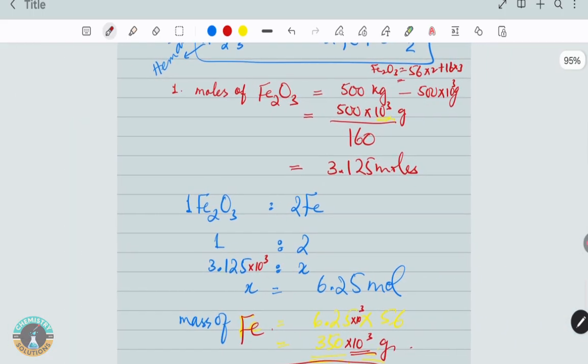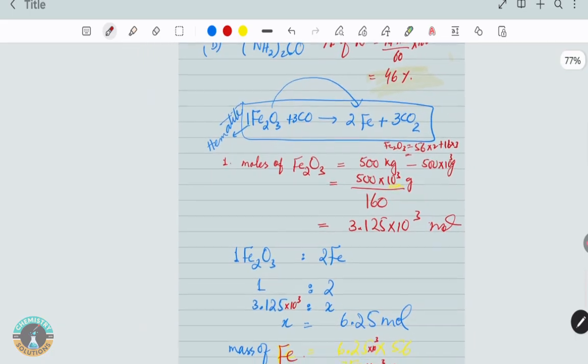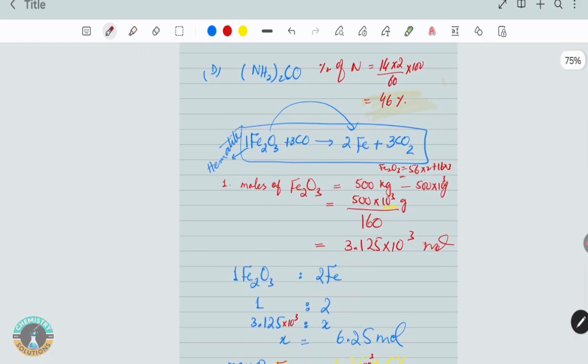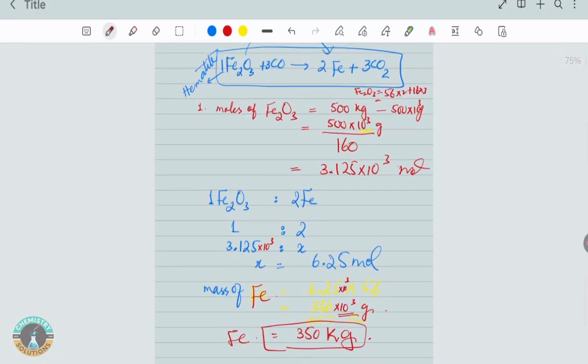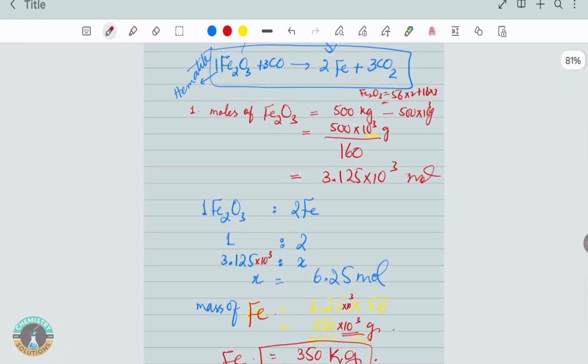Along with this, we will write the value 3.125 into 10 raised to power 3 mole. Okay, so you people can see and take a screenshot of it to calculate this question. This is the overall reaction question which is given to us. So now we will move towards our next question.